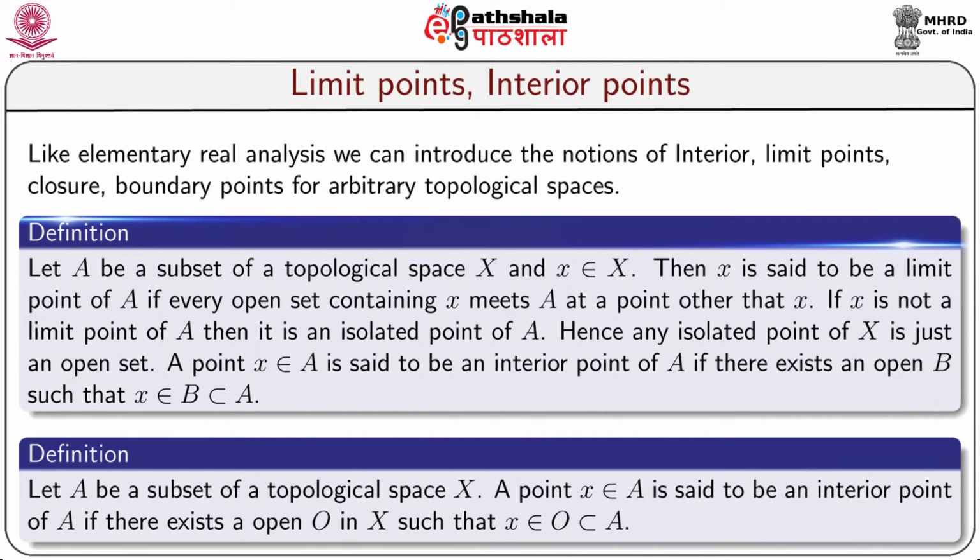Now, let us define what is called an interior point. Definition: let A be a subset of a topological space X and x be a point in A. Then x will be called an interior point of A if there exists an open set containing x which is contained in A. We know from elementary real analysis that a set A is open if and only if each of its points is an interior point. That will hold here also.